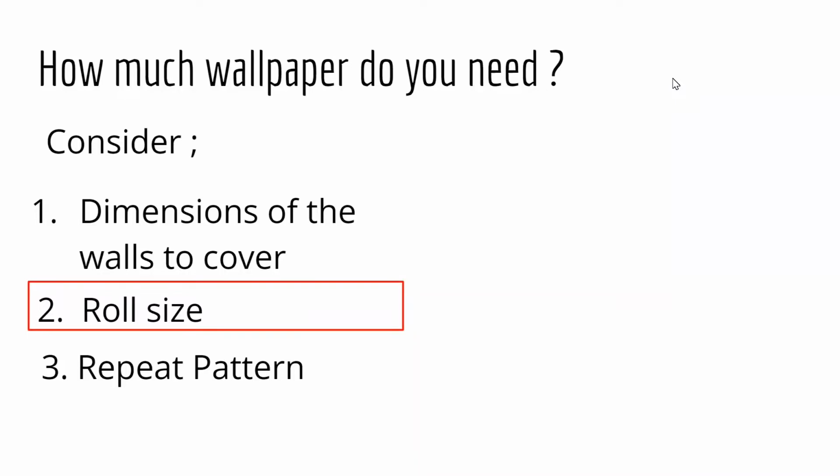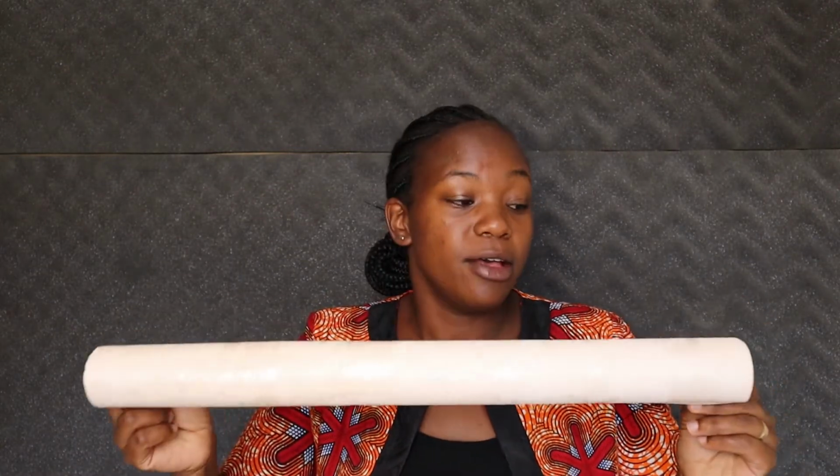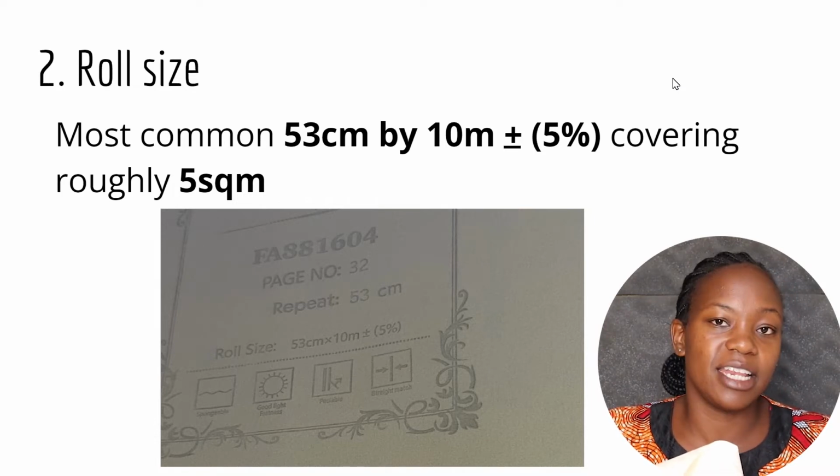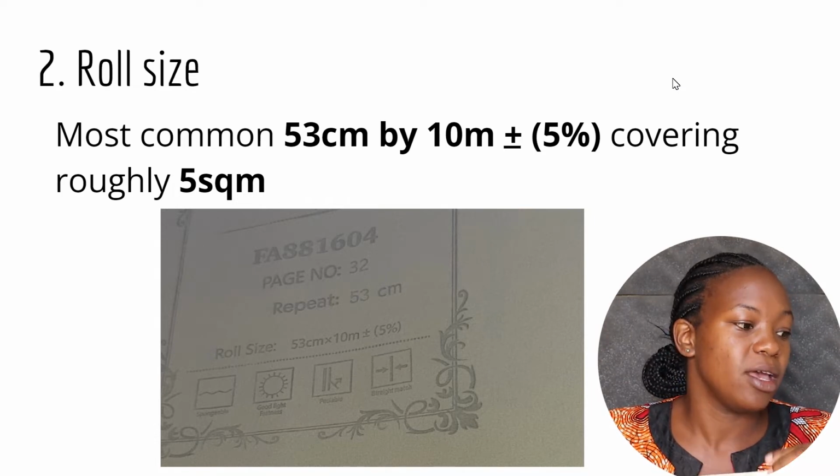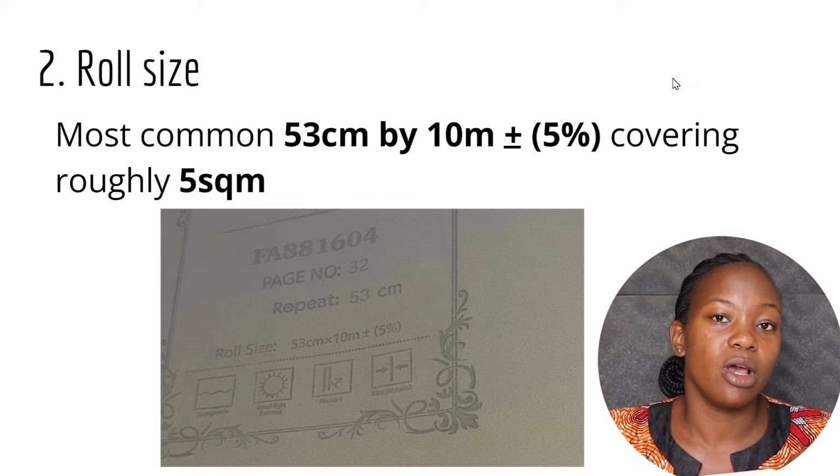The next thing that we want to consider is the roll size of the wallpaper. Most wallpapers come in the size of 0.5 meters from end to end, and the length is about 10 meters. If you multiply that, one wallpaper roll will cover approximately 5 square meters. Normally at the back of the wallpaper when it is new, you're going to have this signage. It's going to give you the length and the width, and in approximation what that is in terms of square meters.